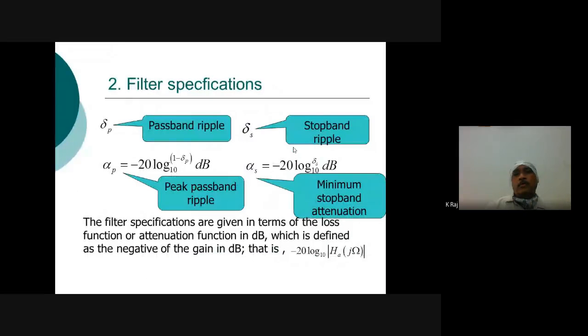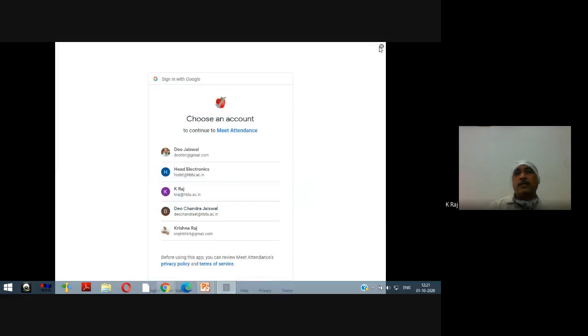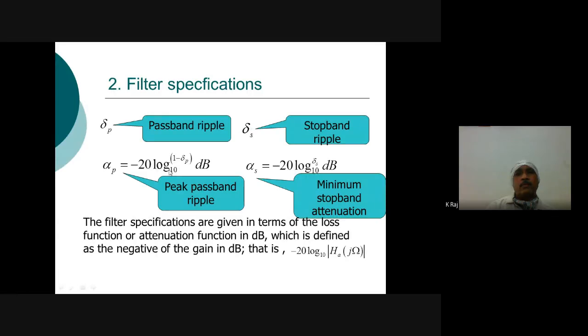Now here if we see, then we will find that delta p is the passband ripple and delta s is the stop band ripple. And if we describe this value in dB, then it is named as the peak passband ripple, that is alpha p, and it becomes minus 20 log 10 of 1 minus delta p in dB, and similarly alpha s becomes minus 20 log 10 delta s in dB here. And alpha s is defined as the minimum stop band attenuation.